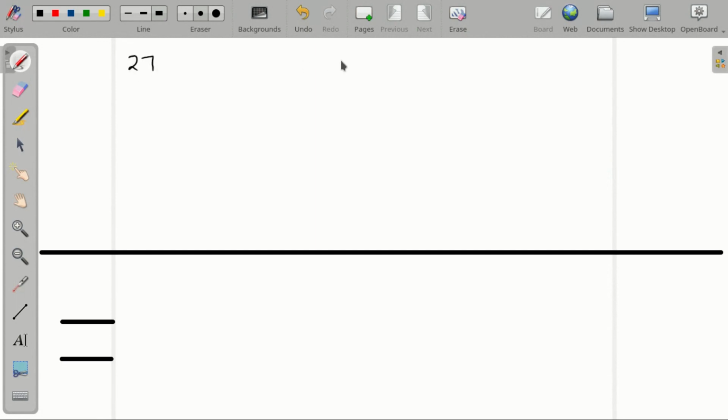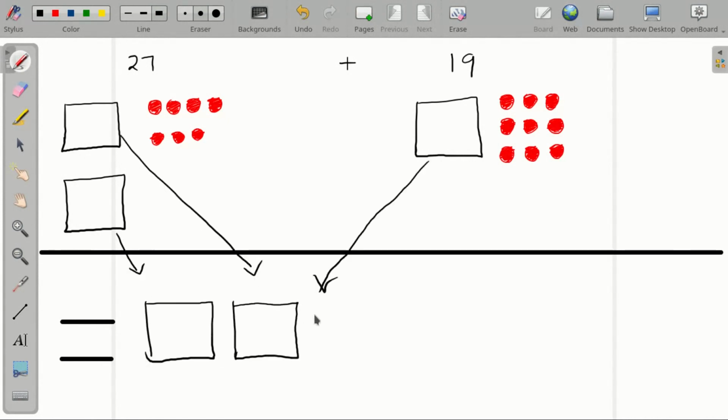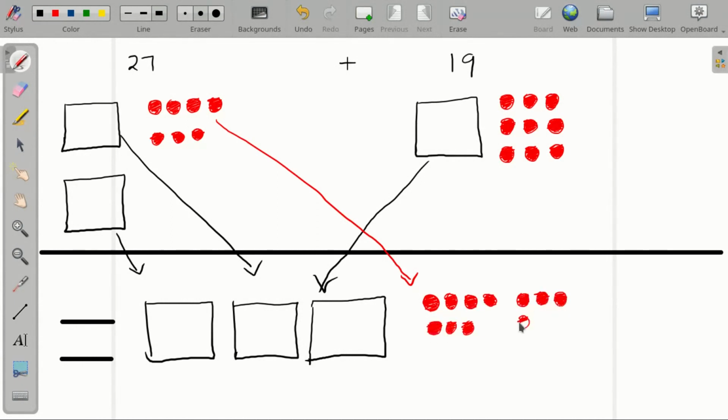When you add two numbers, let's say 27 and 19, let's write 27 as two boxes of 10 apples and 7 loose apples, and we write 19 as one box of 10 apples and 9 loose apples. So to add them together, we just group them. So we have 3 boxes of 10 apples and we have 16 loose apples. But hey, have you observed that we can take 10 out of those 16 and convert them into a box?